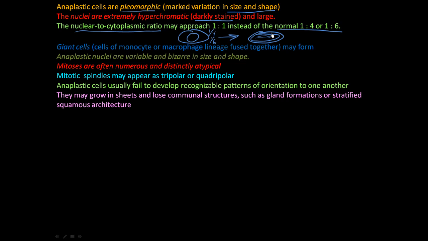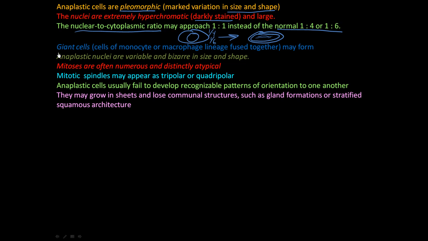So the functionality, well, there are no functional proteins in here. There's no ER, there's no Golgi, there's nothing in here. So it doesn't really do anything. It just replicates, and so you get a big nucleus. The nuclear to cytoplasmic ratio might approach 1 to 1 or 1 to 2 instead of 1 to 4 or 1 to 6.